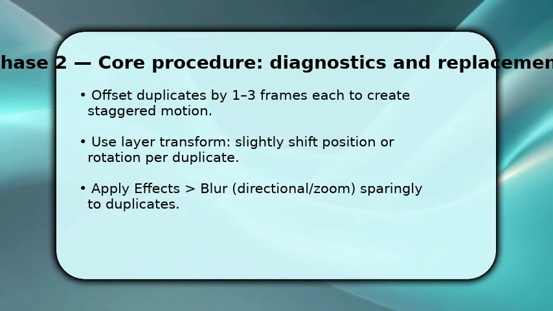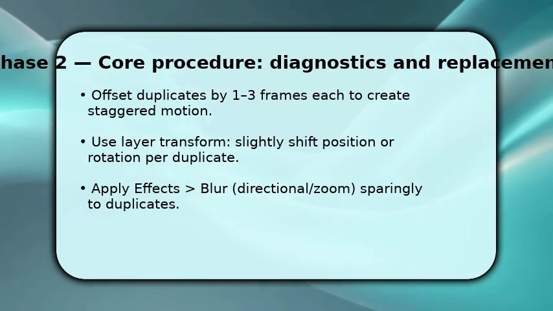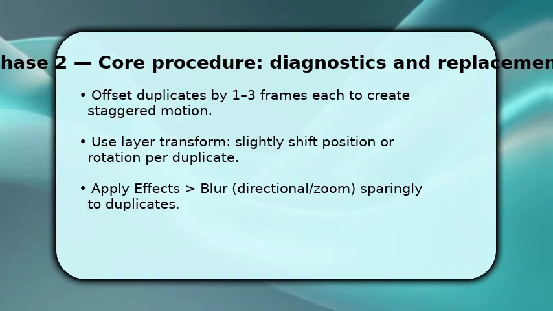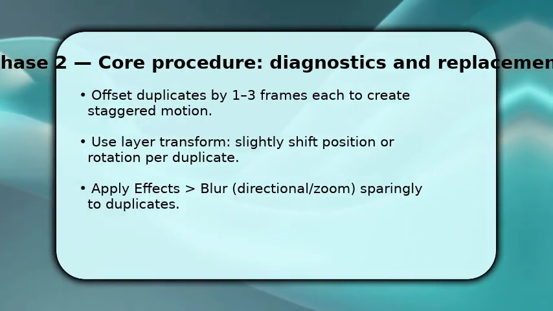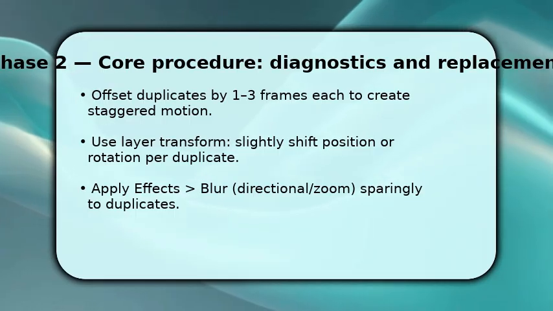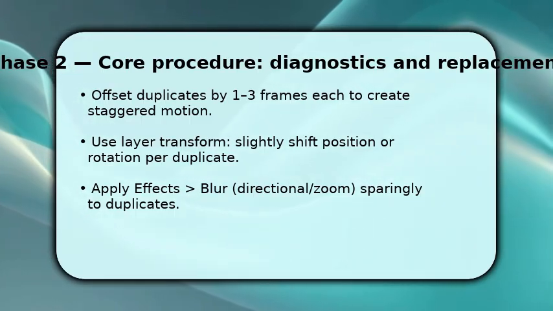Once duplicates exist, you refine the blur by nudging each copy forward or backward by 1-3 frames. This staggers motion and creates a natural smear. Then, use transform on each duplicate. Move X or Y by a few pixels or rotate a degree or two.